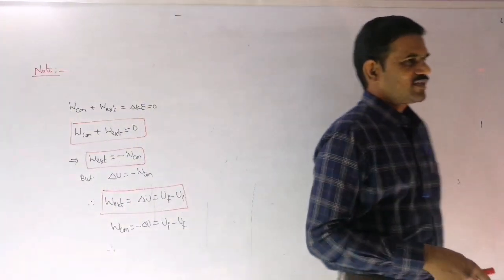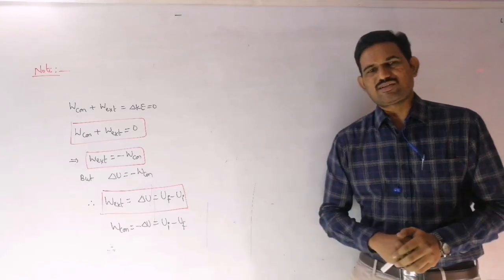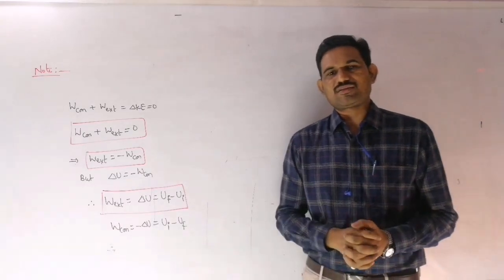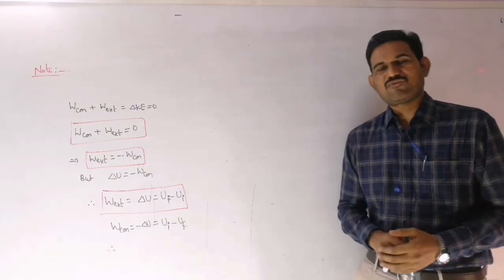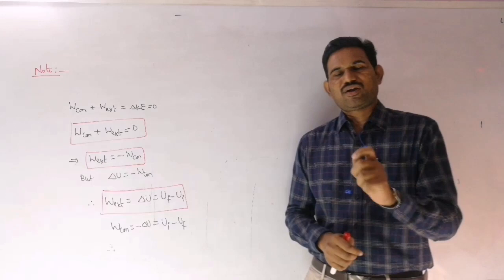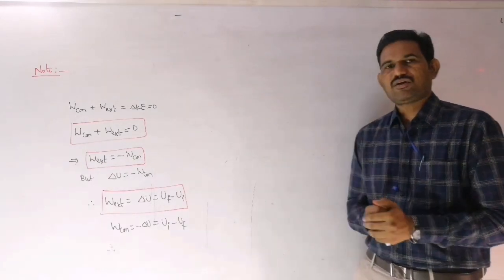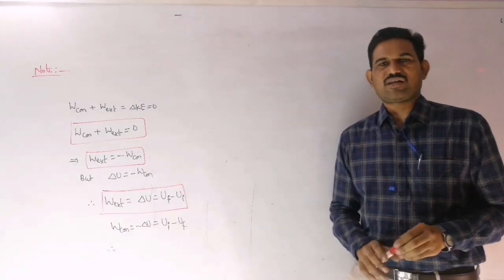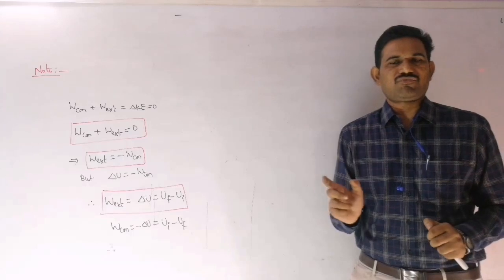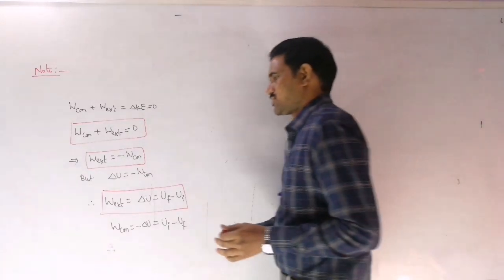And whenever they are asking just to find the work done, then we need to find the work done by the external agent only. If the question is about work done by a conservative force, like gravitational force or the spring force, they will specifically ask to find the work done by that conservative force. But here, work done means the work done by the external force we need to calculate. If the question is just to find the work done, we need to find the work done by the external force. So now let us see this.